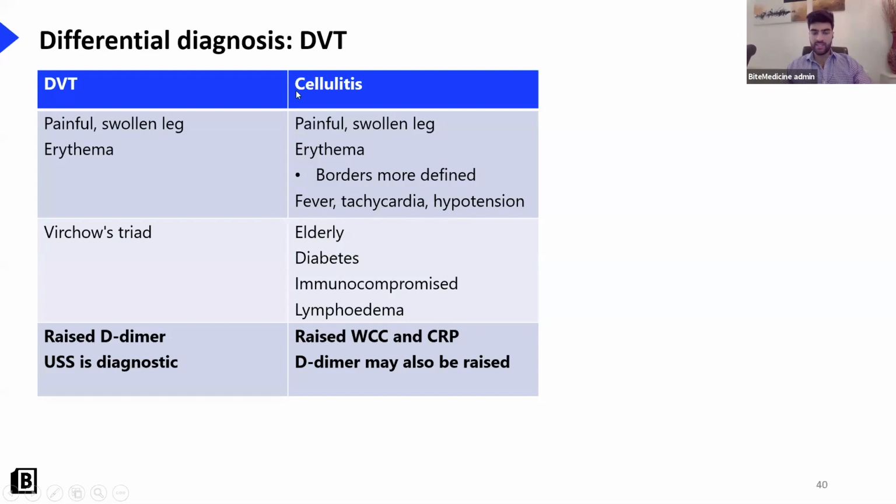And the key thing is also the investigations are going to be really helpful here. So the ultrasound is diagnostic for DVT, and that's going to show you if there's a clot or not. If it's just cellulitis alone without a DVT, so if it's just pure cellulitis, the ultrasound won't show a clot. Of course, in cellulitis, you'd expect your inflammatory markers to be raised, so your white cell count and your CRP. And that's how you differentiate DVT from cellulitis.